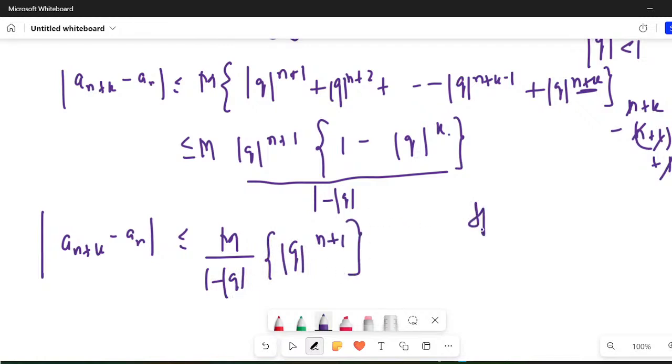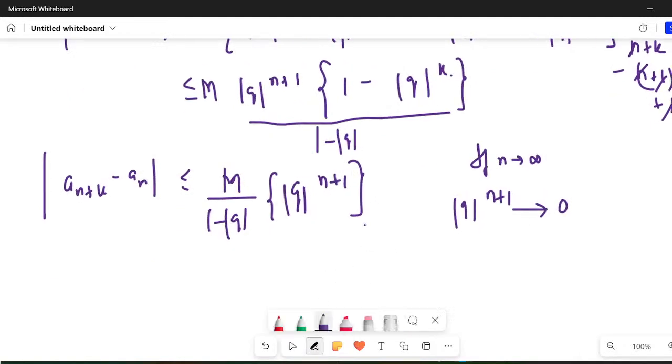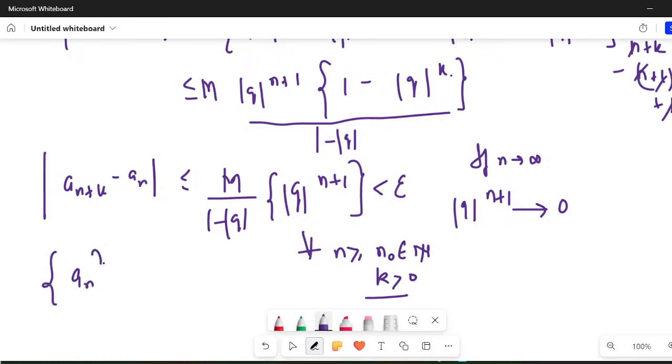And now as n tends to infinity, since modulus of q is less than 1 and here you have it raised to power n plus 1, this goes towards 0. What does it imply? It implies that this can be made less than epsilon for all n greater than or equal to some suitable number, let's say n naught, and for all k greater than 0. Certainly this implies that my sequence a n is a Cauchy sequence. So this is clearly a Cauchy sequence.